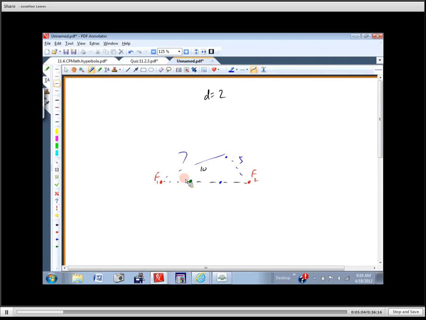Okay? Now, I tried to draw this roughly to scale. This looks a little bit longer than this, and that looks a little bit longer than 4. Well, if there's a point up here that has a distance of 7 from this one over here and 5 from this one over here, isn't there another point right down here where we could draw that same picture? 5 here, 7 here. Is that okay?